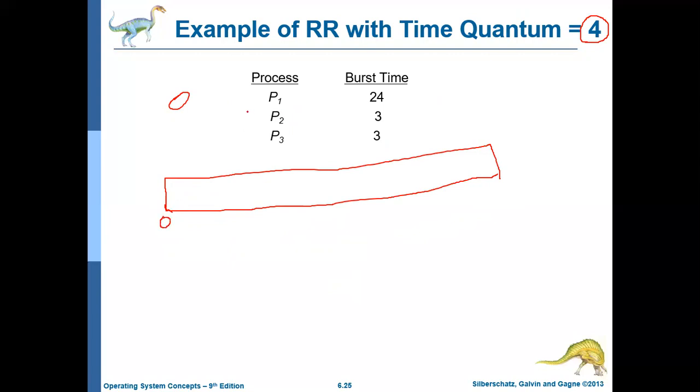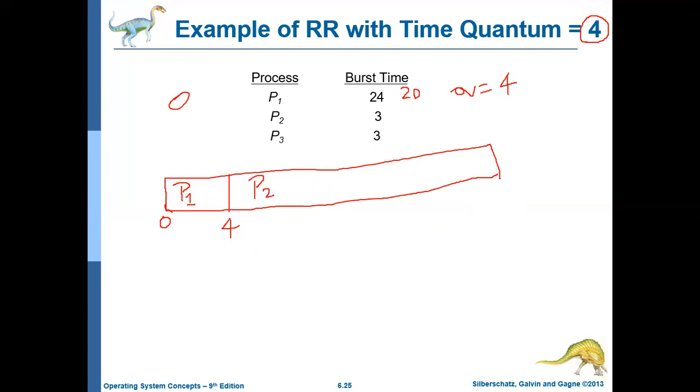The scheduler or the dispatcher will first pick P1 and give it to the processor, and P1 will execute for Q quantum of time. In our case, the value of Q is 4 milliseconds. So P1 is going to execute from 0 to 4 milliseconds. After that, the operating system will preempt. The remaining time left for P1 is 20 milliseconds. It has to execute for 20 more milliseconds. Then the operating system switches to process P2.